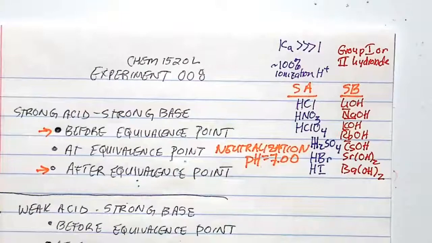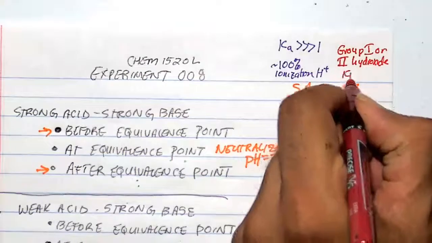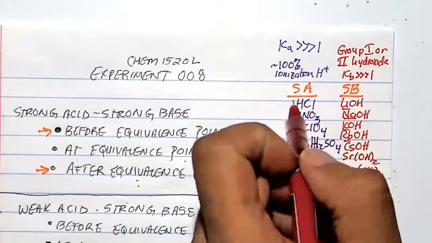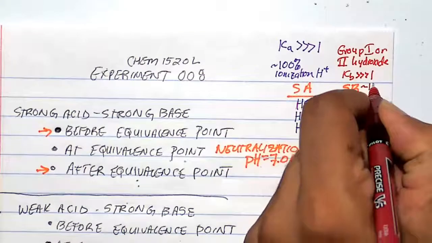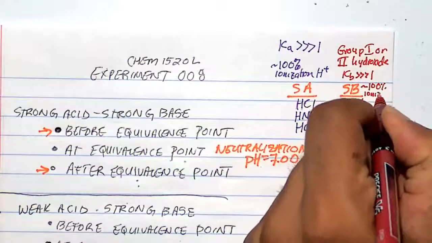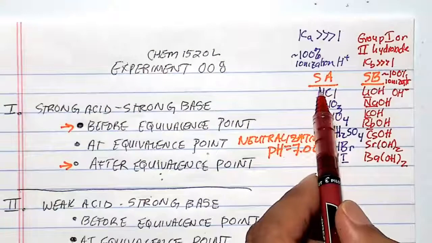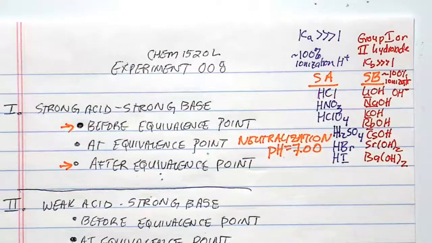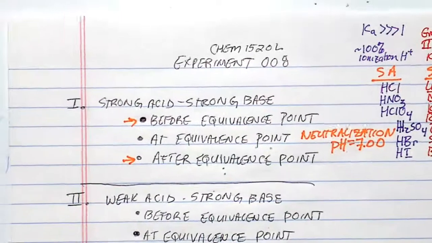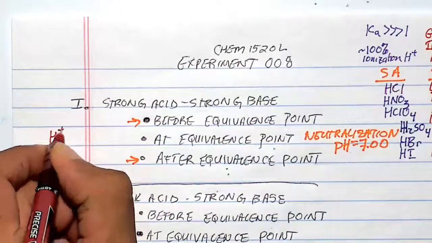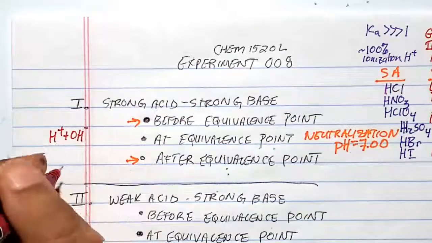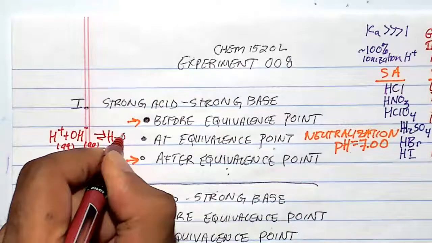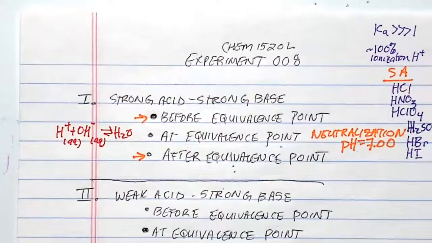Here you're going to have a Kb, the base dissociation constant, be much greater than 1, and as in the same situation with a strong acid, we would expect 100% ionization to the hydroxide ion. Well, this one will just as much neutralize that one as that one will neutralize this one, and you have a situation where the pH is 7. And the net ionic equation for that is just the ionization of water: H+ plus OH- goes to H2O. So that's what we would call the net ionic equation.